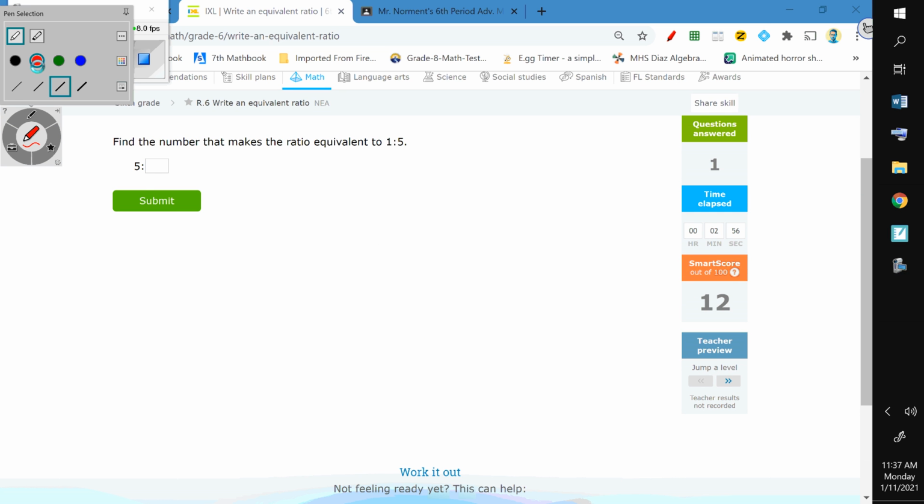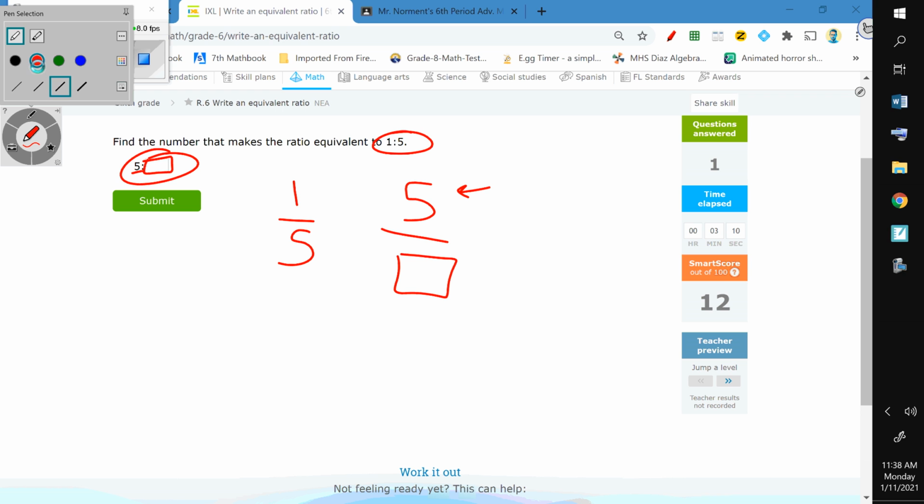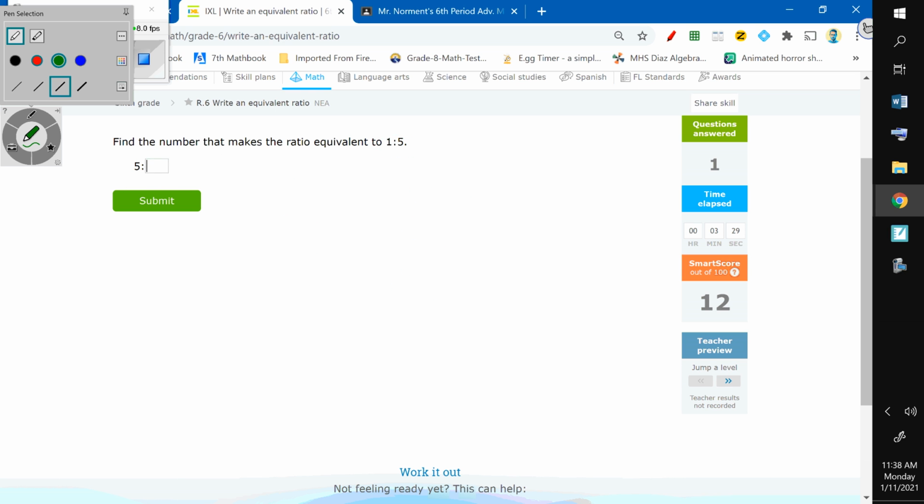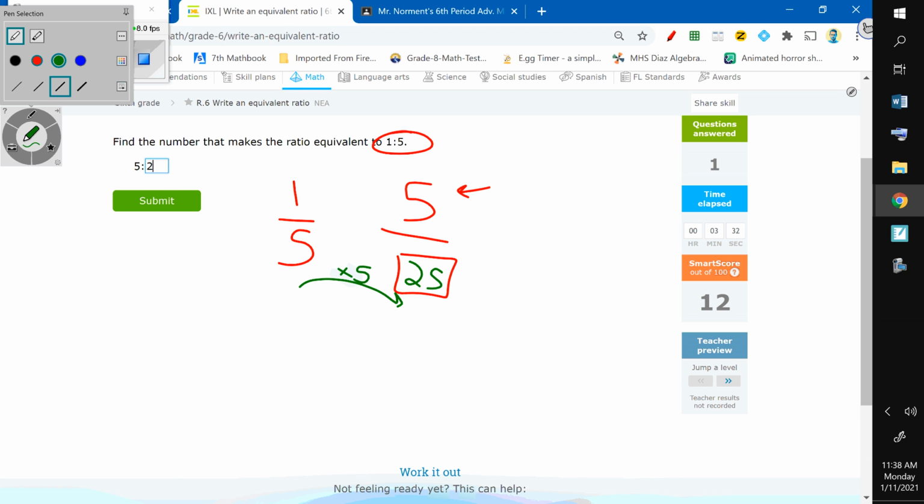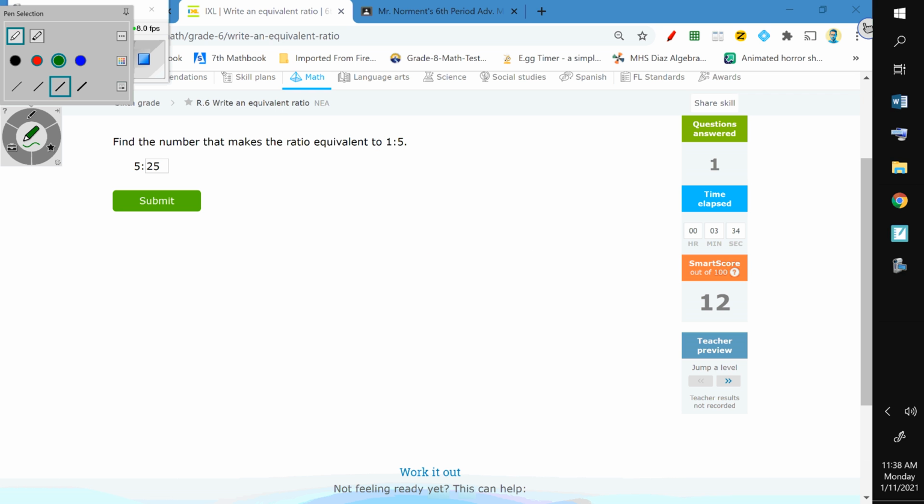So for this one, take the ratio, write it as a fraction. Take this ratio, write it as a fraction. This number is first, so it goes at the top. This box is second, so the boxes are going to go at the bottom. Now, 1 times what equals 5? Well, if you know your multiplication a little bit, 1 times 5 equals 5. So now, I'm just going to do the same thing down here. I'm going to take 5 times 5. I'm going to get 25, and that is my answer. My answer is 25.